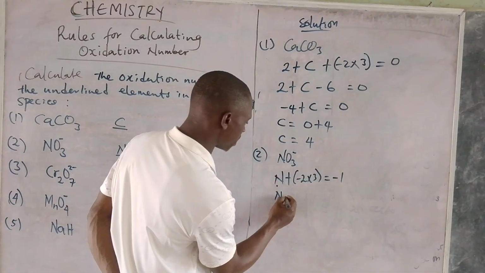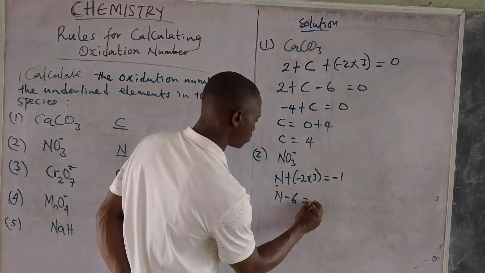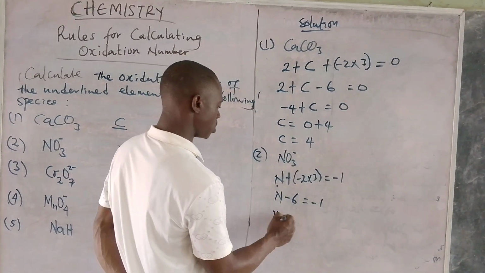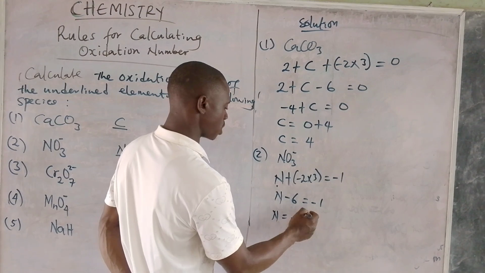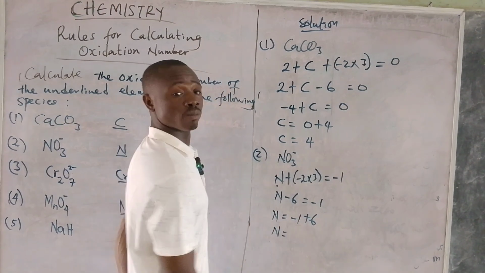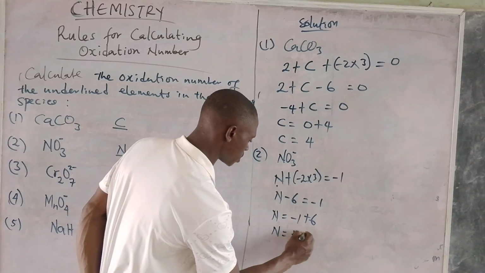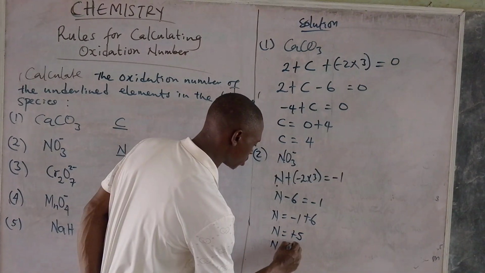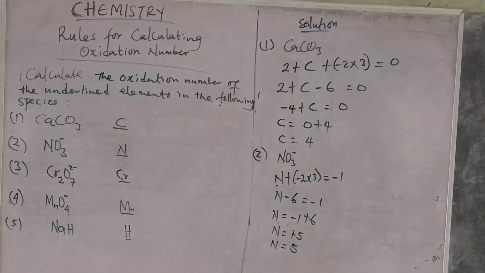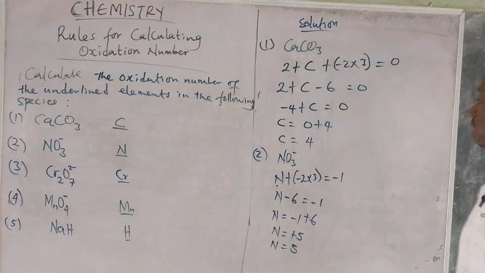-2 times 3 gives -6. Then N equals -1. Collecting like terms, when 6 comes across, we have +6. Then N equals -1 plus 6, which gives +5. So N equals 5. So the oxidation number of nitrogen in this radical is +5.